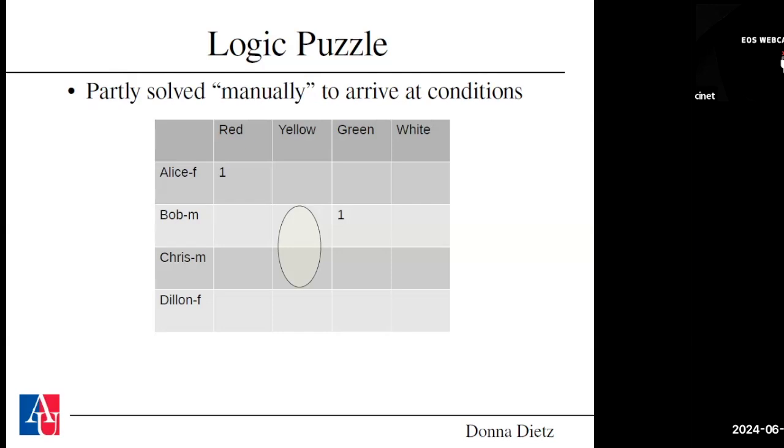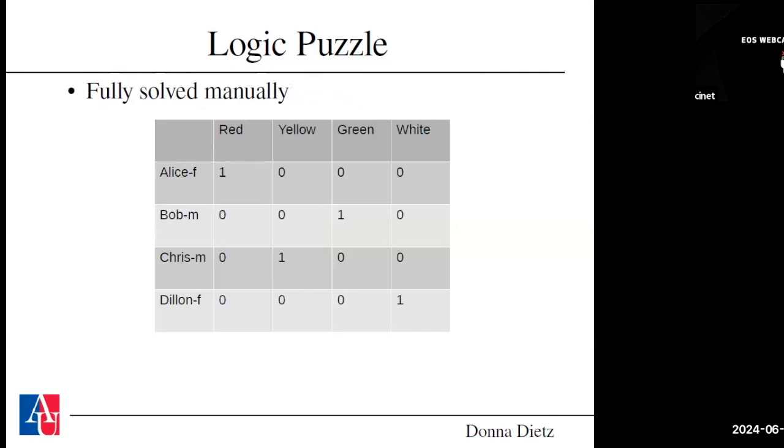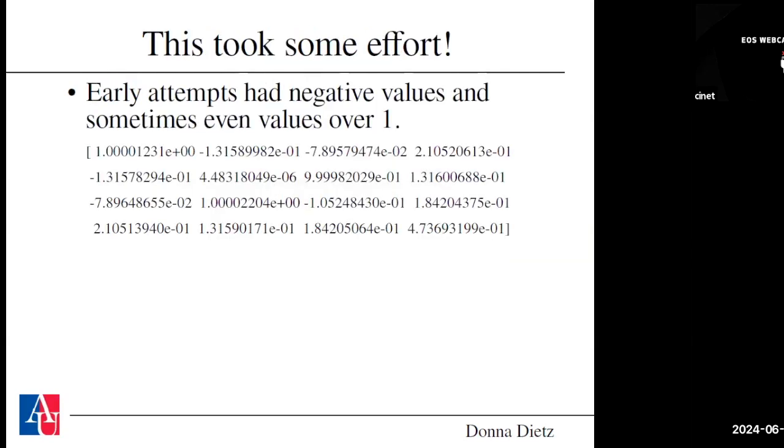I know Alice is a female and she's wearing the red shirt, and Bob is a male wearing the green shirt. I know that the yellow shirt has to go on a male. That much I know. And of course, you can figure out the rest of the puzzle. Okay, but I want the sheaf to figure out the puzzle. And I want to give that information to the sheaf and see if I can get the sheaf to come up with the answer. Of course, this is what it looks like fully solved manually.